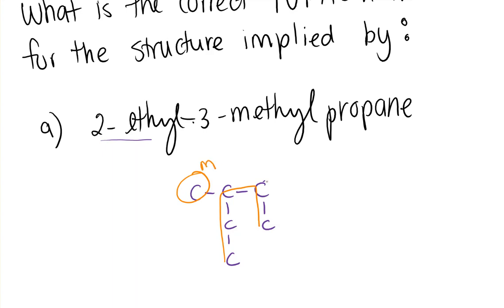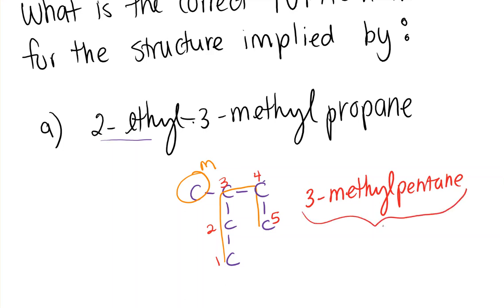1, 2, 3, 1, 2, 3. I can number it either way. I'll get the same name. And so I get 3-methylpentane. Now this is the part when you're doing this on the test or on the online quiz, no spaces in the whole thing. No space there, no space on any of this.